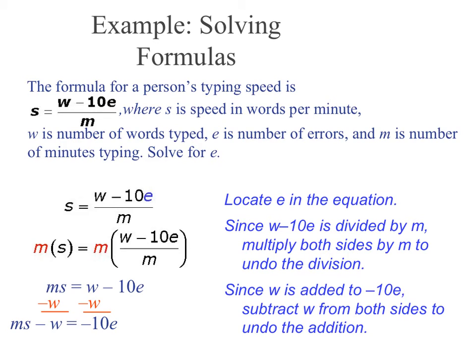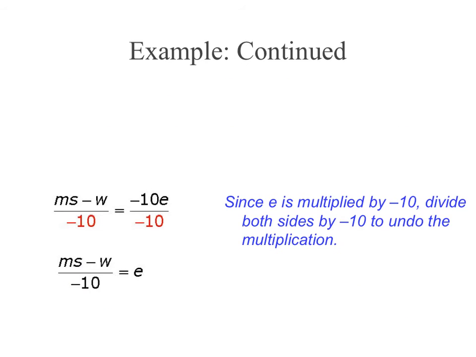So how do I get that E by itself? Well, the next step is simply to divide both sides by negative 10. And then I get my equation all by itself. Here you can see MS minus W divided by negative 10 equals negative 10E divided by negative 10. Therefore, MS minus W over negative 10 is equal to E.